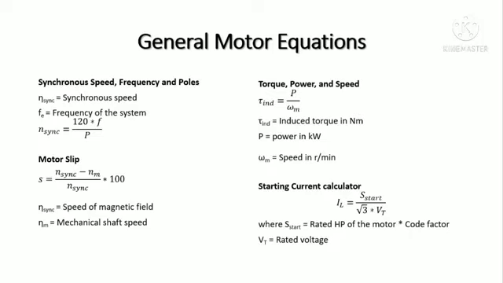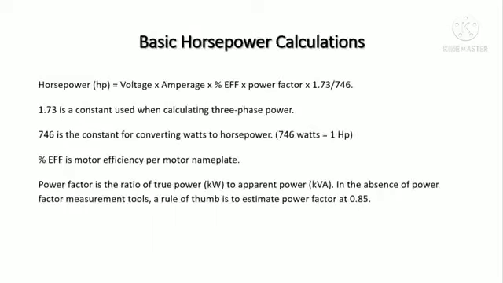Fourth equation is about starting current calculation. The equation is IL equals S start divided by square root of 3 times Vt. S start is rated horsepower of the motor times code factor, Vt is rated voltage.